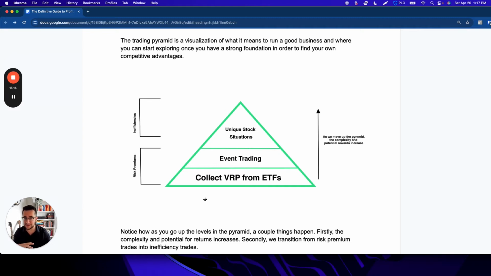And once you're doing these two things, like you've got a good business, right? You've got a couple different risk premiums you collect. You have some diversification. Like you're running a good book. You could actually stop there and chill out, go spend time with your fam, whatever you want to do. But if you want to go even further, right, we have these unique stock situations. And this is like the top of the pyramid because it's a little bit more complex, higher reward, and it's no longer just a risk premium. It's actually something that we would call an inefficiency. And we're going to get into that in a little bit here.